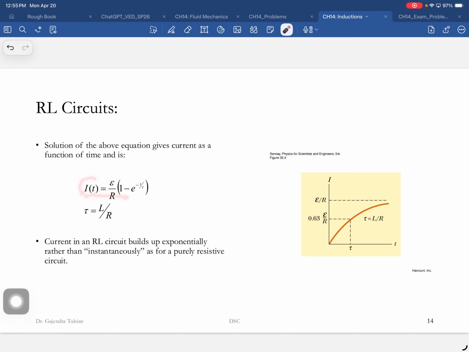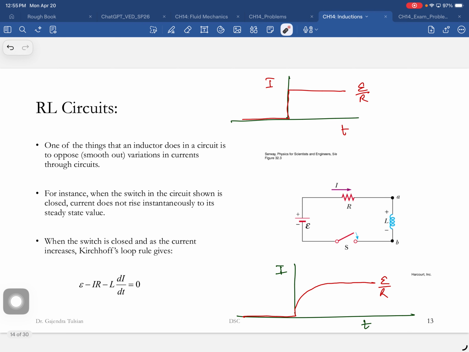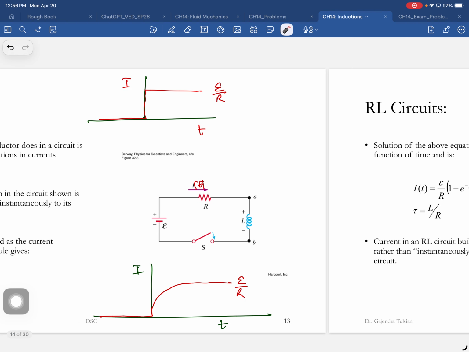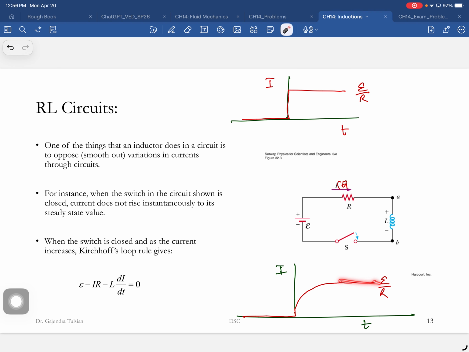So the current in that circuit is given by this function: I(t) is E over R, times 1 minus e to the power of minus t over tau. So the current is rising exponentially. At t equal to infinity, this term goes to 0, and the steady state value is E over R, as if this guy was not present.